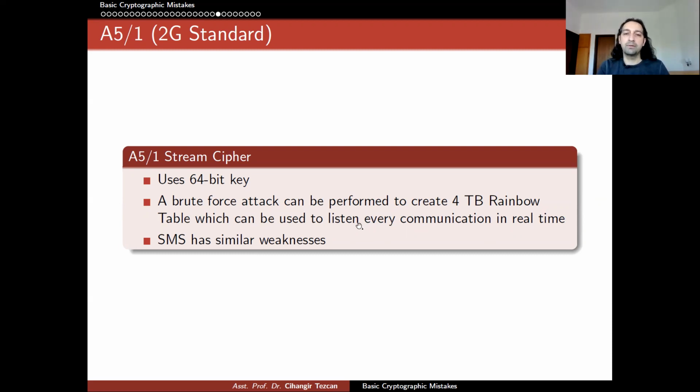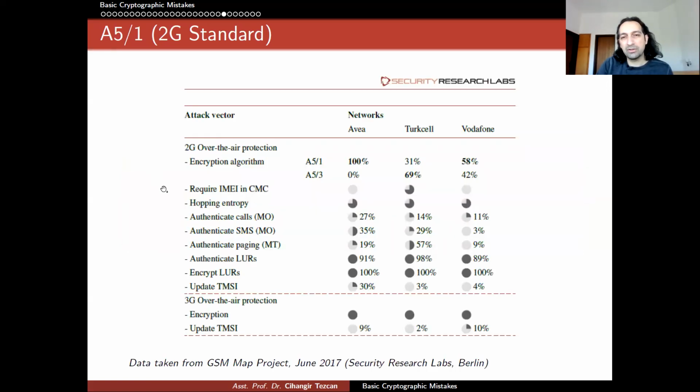This means that if you have such a hard disk and an antenna, you can put it in your backpack, walk around and listen to every GSM communication that is happening around you in real time. And SMS has a similar weakness, so you can read the SMSs of people around you. But again, this was a 2G standard, so if you're using 3G or 4G, you shouldn't be using them, but in reality, actually, it is not.